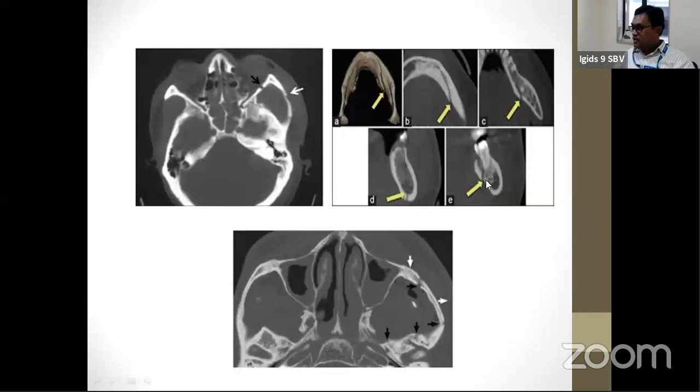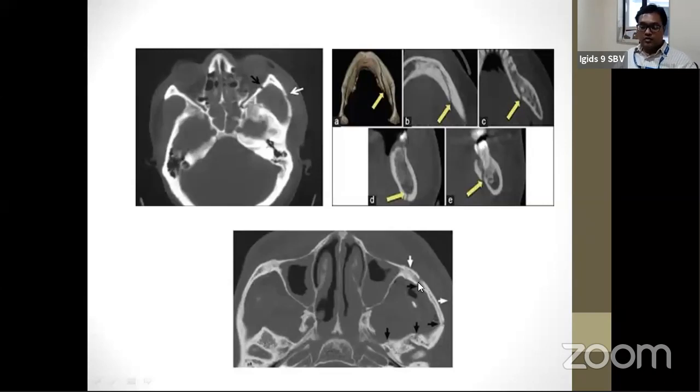Likewise, take a look at this axial section here, the fracture lines, the black points here. Take a look at these fracture lines. These are classical, the number of fractures available. Now it's 1, 2, 3, 4, 5. It's very difficult to figure out these fracture lines on your conventional submental vertex view.